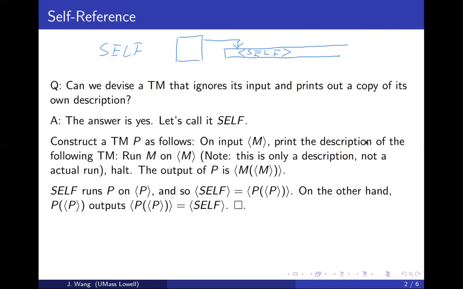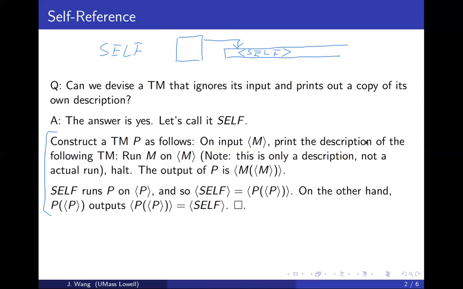That description includes the set of states, the set of tape symbols, the transition function, the start state, accept state, and reject state. So that is a description of SELF. It prints itself on its tape. We want to know whether such Turing machines exist, and the answer is yes. Here is why.